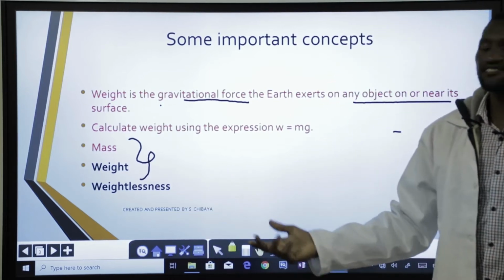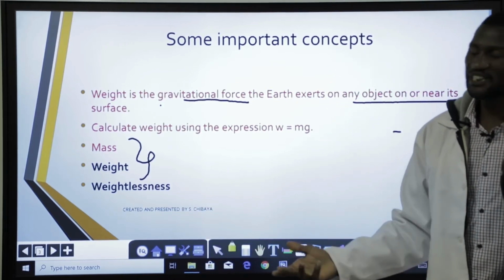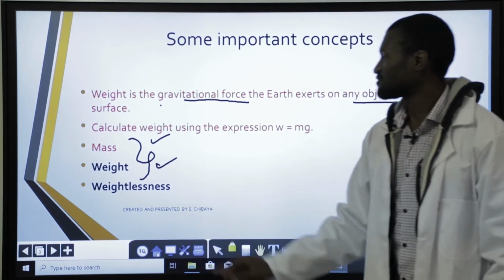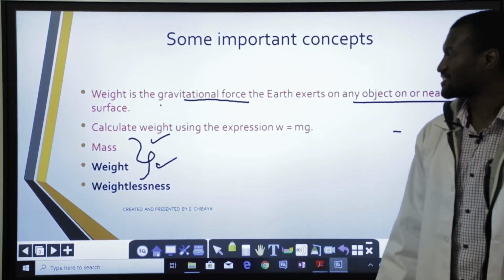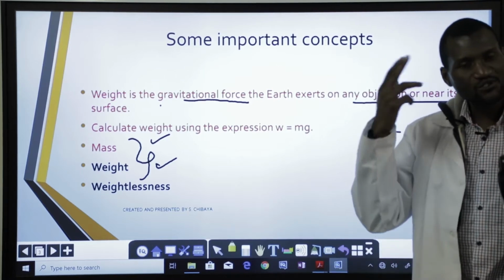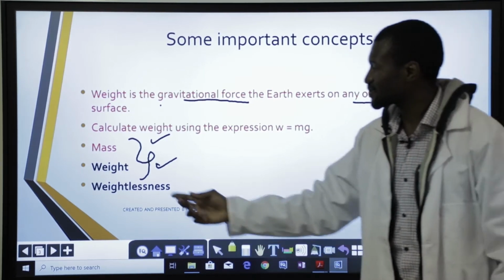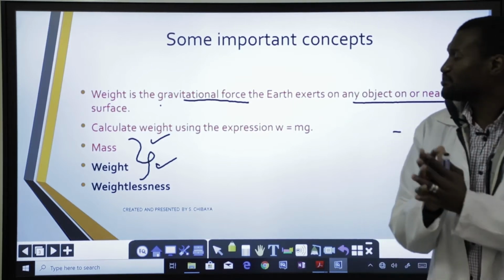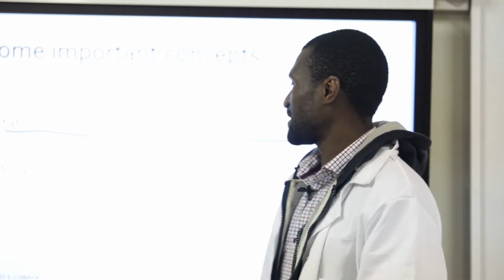What are the differences between mass and weight? Quickly, mass is measured in kilograms, weight is measured in newtons. Mass is a scalar quantity. You must remember what a scalar quantity is. Weight is a vector quantity. It is very important for you, Grade 12, to know the difference between a scalar and a vector.